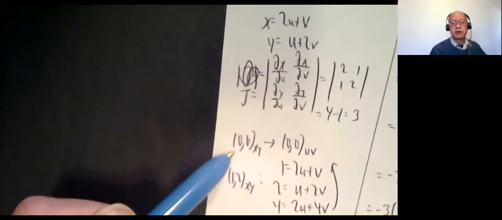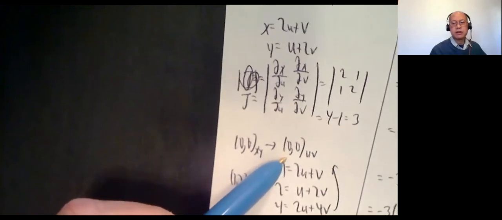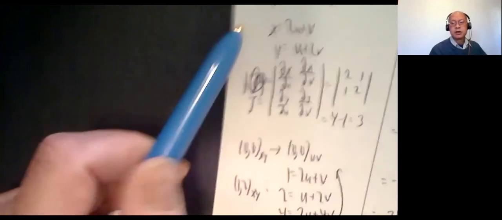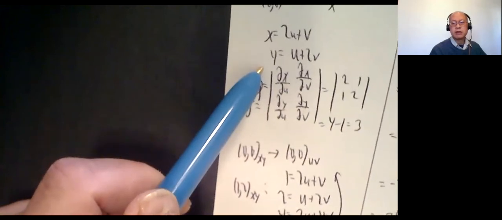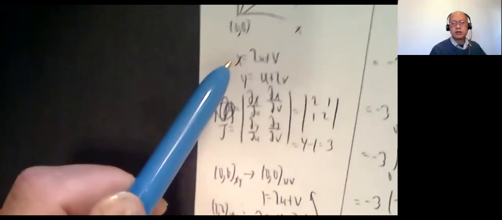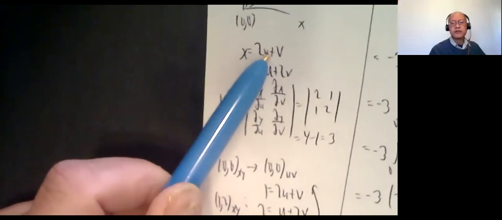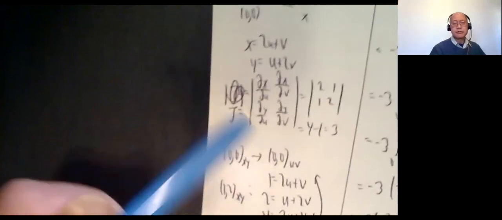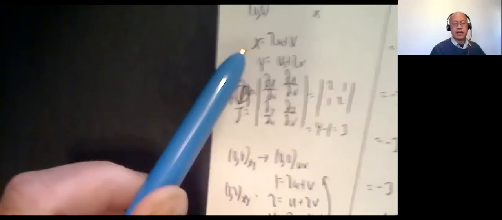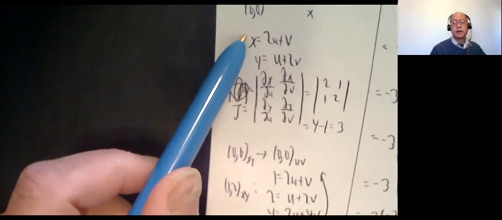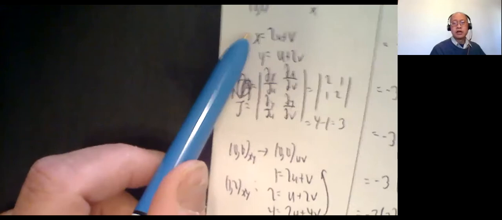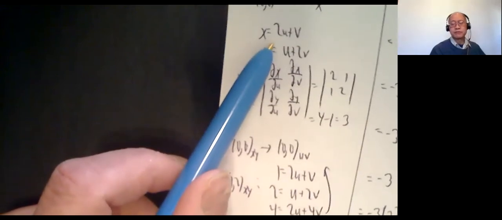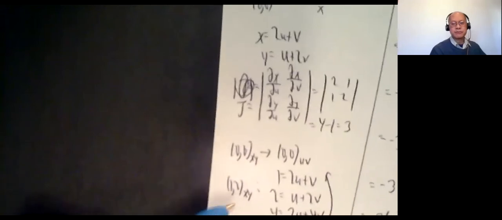Where does 0, 0 in x and y become in u and v? Put a 0 here and a 0 here. You're solving two equations in two unknowns: 2u plus v equals 0, u plus 2v equals 0. That's pretty easy to do. If this is 0 and this is 0, u and v are both 0. Or think of it this way: there's only going to be one solution, and 0, 0 works. So the origin stays the same.